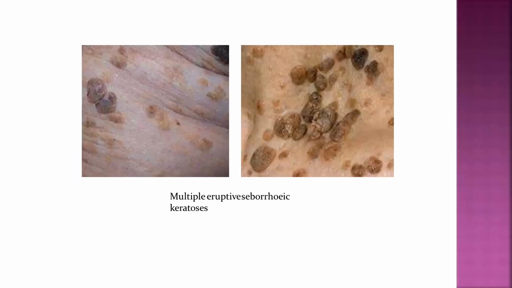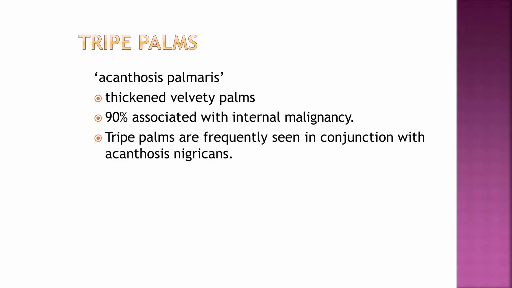This is a picture of multiple eruptive seborrheic keratoses. Eruptive seborrheic keratosis is very common in the elderly without any reason as well, but if it suddenly erupts and there is weight loss or other signs of cachexia, or you think there is some issue related to malignancy, then it has to be investigated for carcinoma of the stomach or colon.